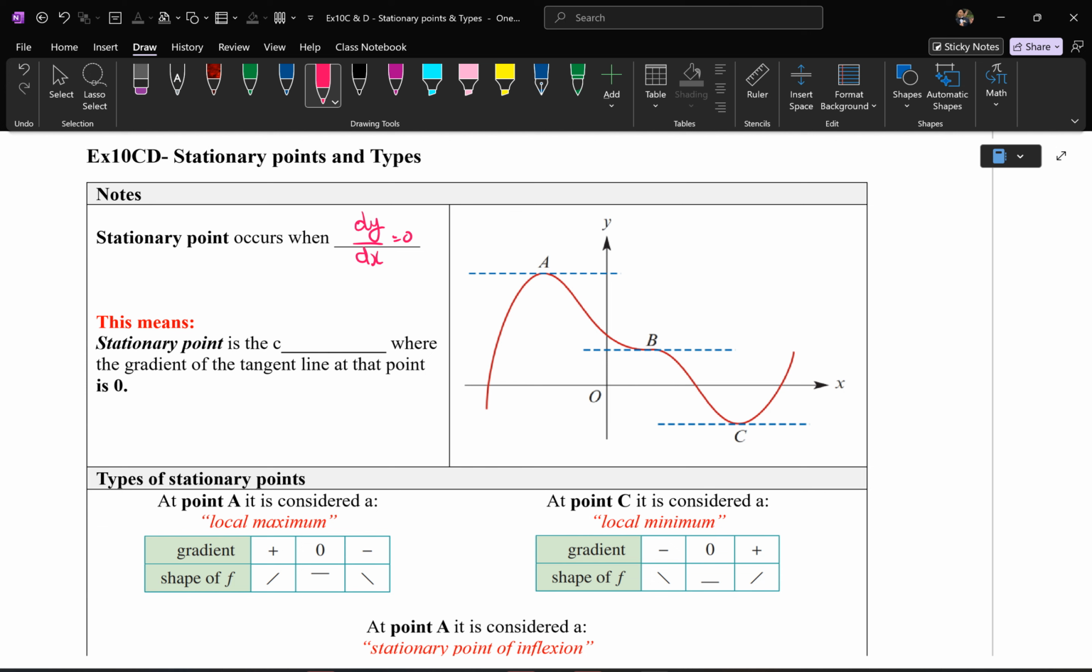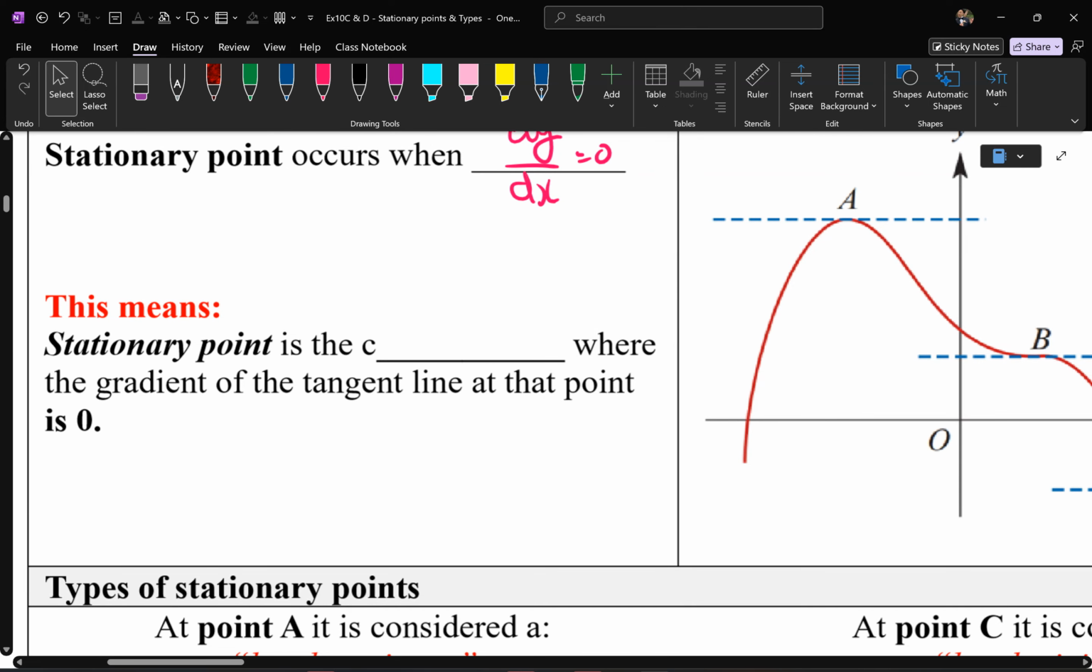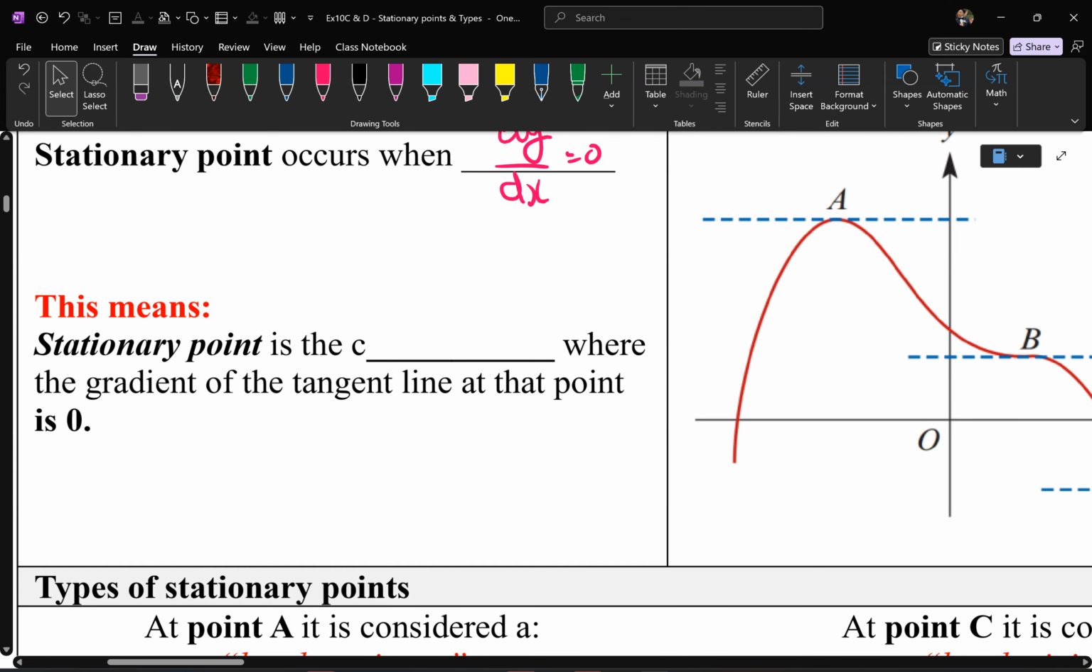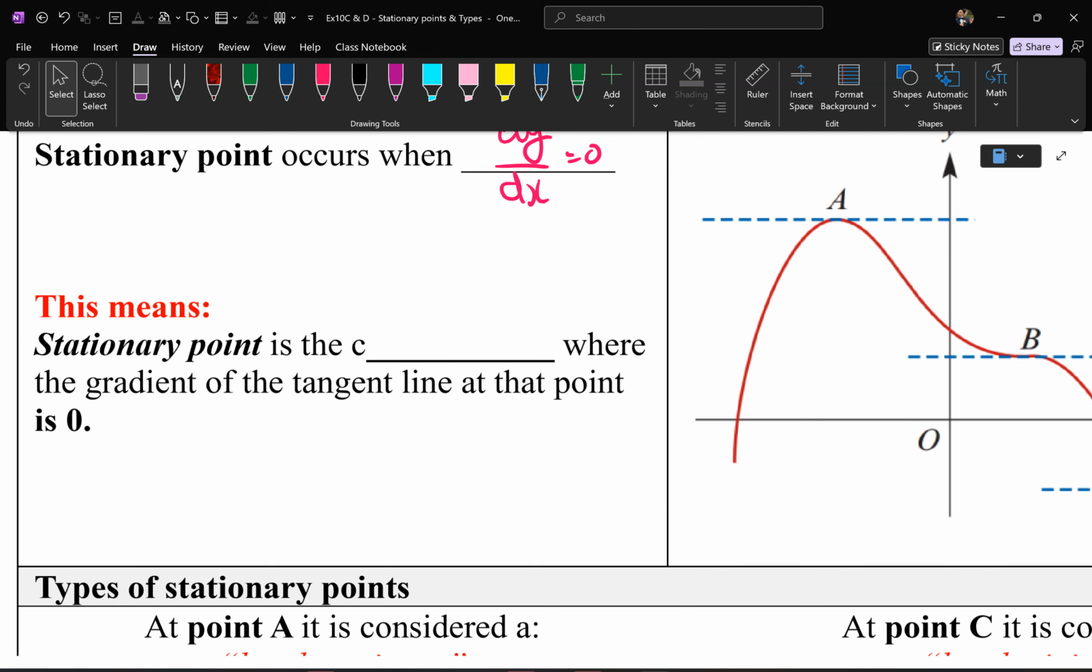Okay, so it's when the gradient equals 0, but remember the derivative at a single point is the gradient of a tangent line. So this means a stationary point is where the gradient of the tangent line at the point is 0. I think that's meant to be the, what's C? Coordinate.